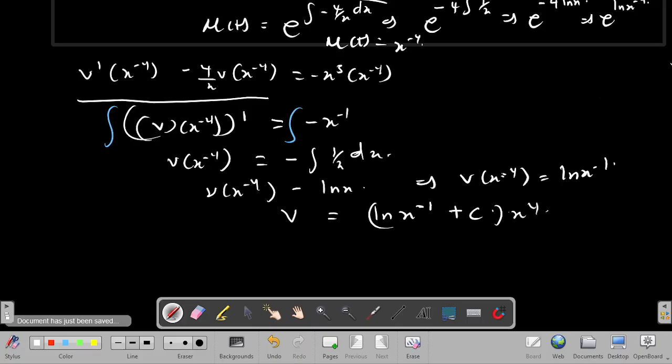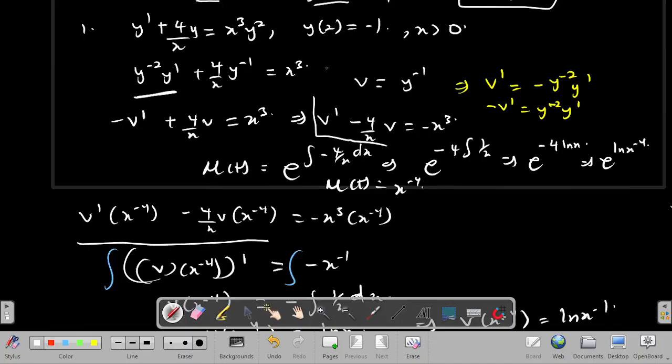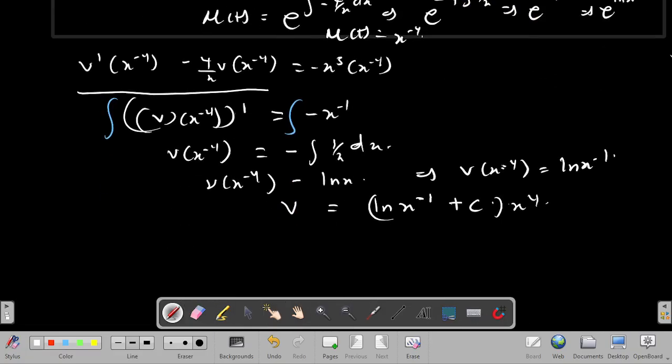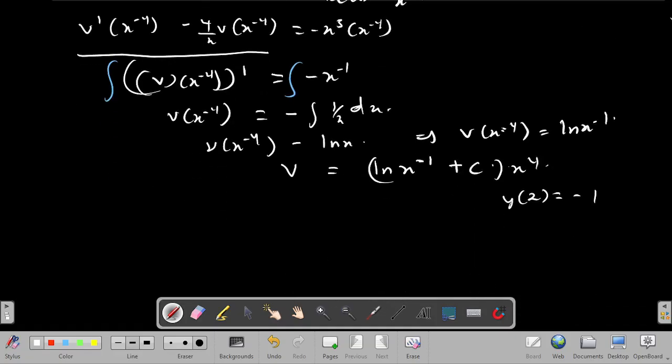Remember, in the equation, I gave you an initial boundary condition that y of 2 is equal to negative 1. But I have v here, I don't have y. So what do I do? I go back to my substitution. I said that v is equal to y to the power negative 1. Wherever I see v, I put y to the power negative 1 to go back to my equation. So this becomes y to the power negative 1 is equal to natural log of x to the power negative 1 plus c, multiplying x to the power 4.